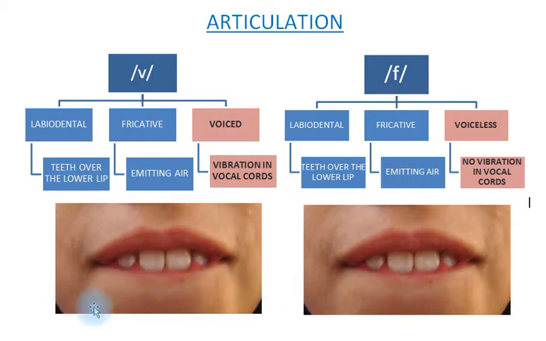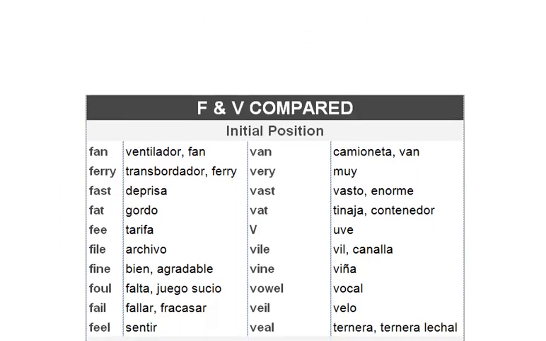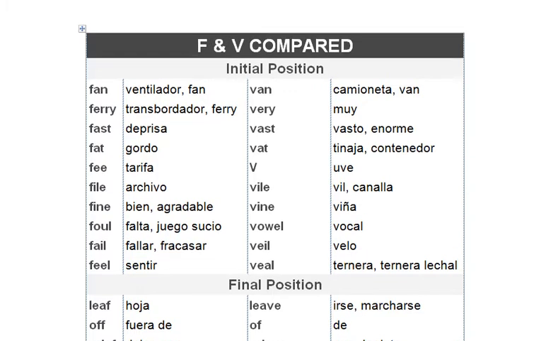Place those teeth over the lip and then use the vibration. F, emitting the air. F, V, F, V, V. You can practice this section as many times as you need, and when you are sure that you're making a clear, distinct F from a V, you can move on. We're going to practice now comparing the F and the V, first of all in the initial position.